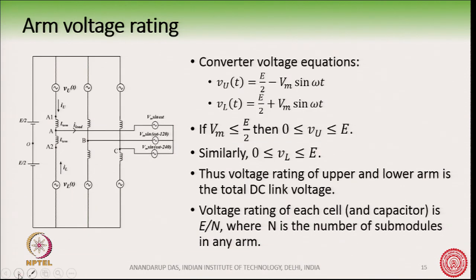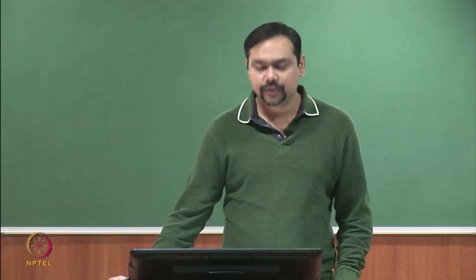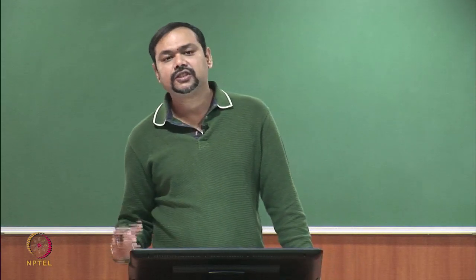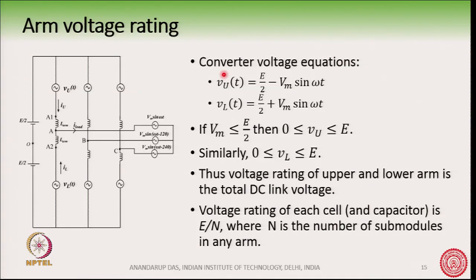So, today first we will see what is the arm voltage, how much arm voltage needs to be produced from the converter, or how much is the blocking capacity of the arm. So, we will rewrite the equation here, which we have seen earlier. Vu is E by 2 minus Vm sin omega t, and VL is E by 2 plus Vm sin omega t. Vu is the upper controllable voltage source, and VL is the lower controllable voltage source in any particular phase.